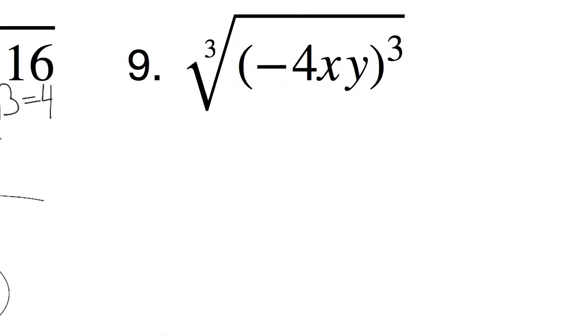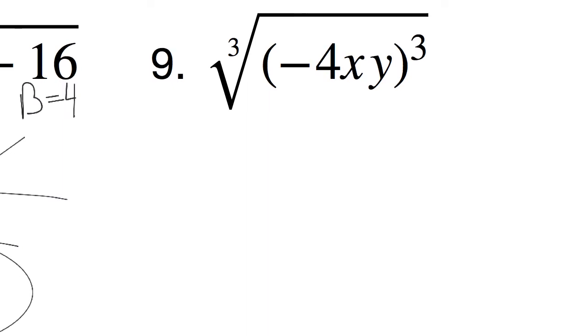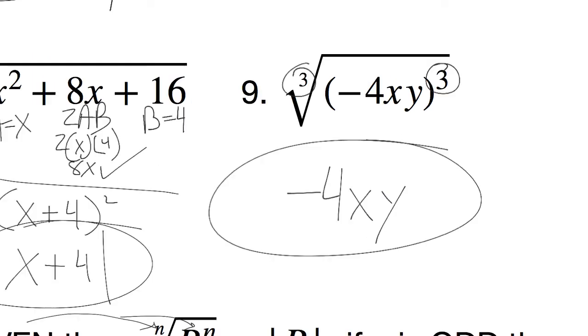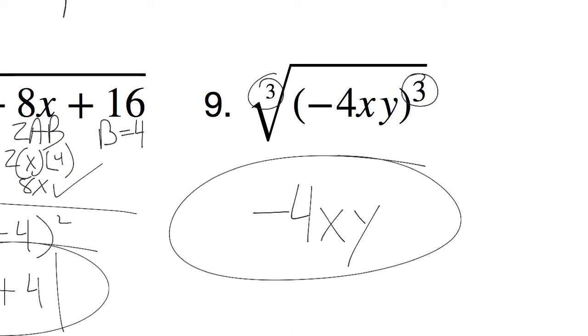9. All right. Well, the 3's are odd, so they will cancel each other out, and we'll just have -4xy, and that's the answer, because it's odd. 3 is odd.